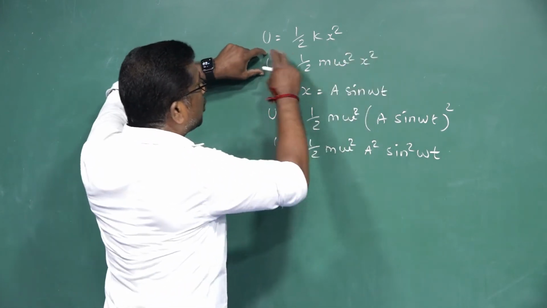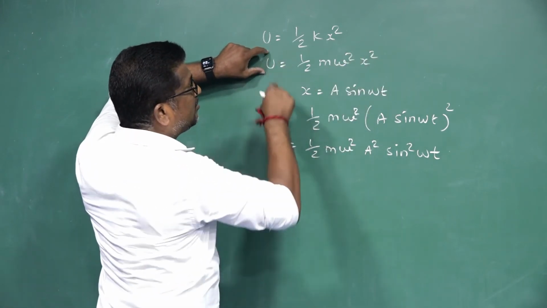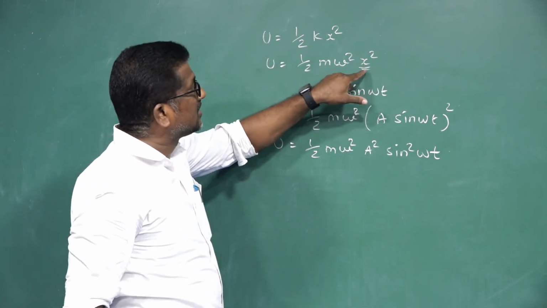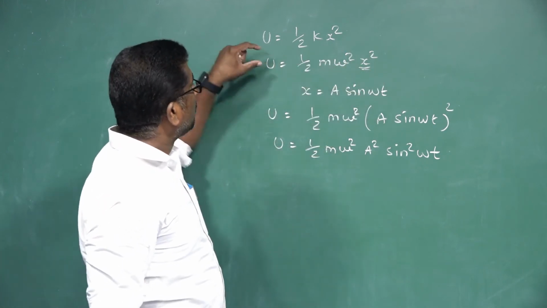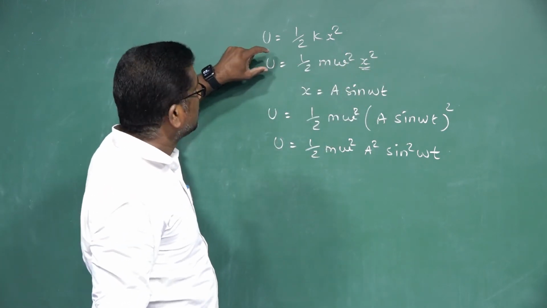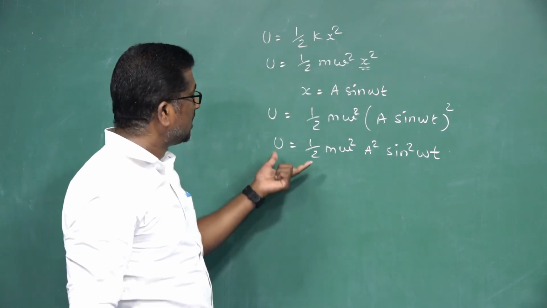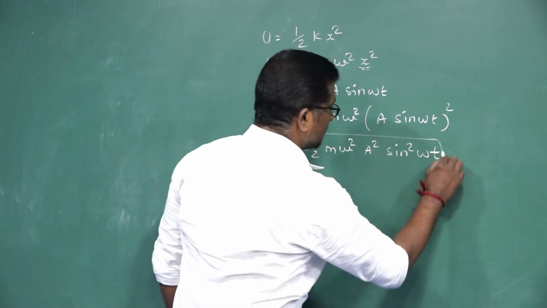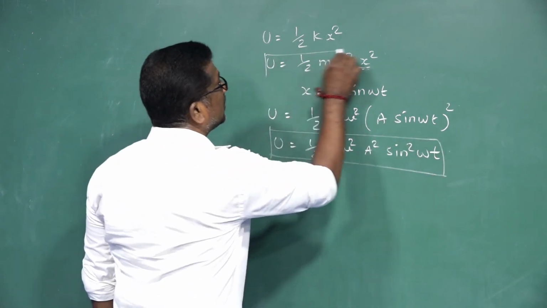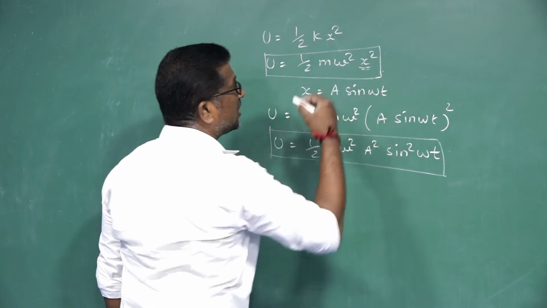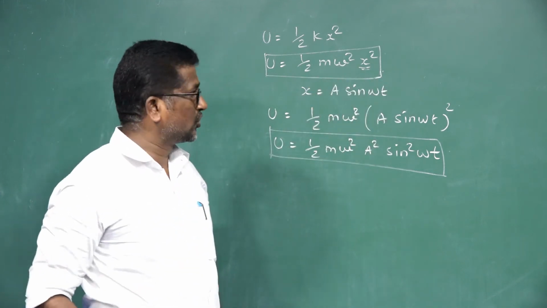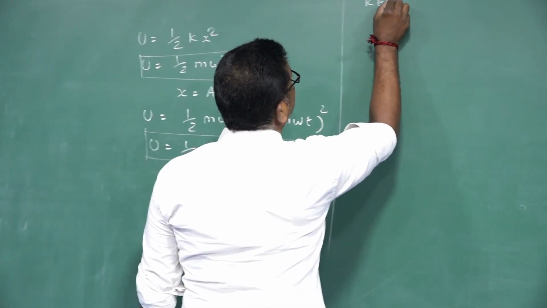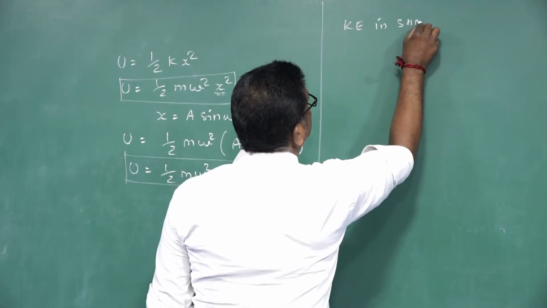And the earlier one is the potential energy of the same particle in simple harmonic motion with respect to displacement. Here displacement continuously changes with time, so the potential energy value also changes. So this is potential energy in terms of displacement, and this equation is in terms of time. From both equations we can calculate the potential energy of the particle in simple harmonic motion, right? And next, kinetic energy in simple harmonic motion.